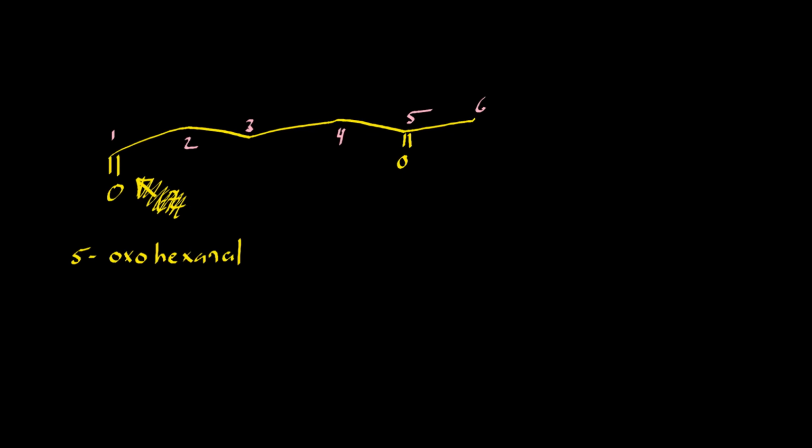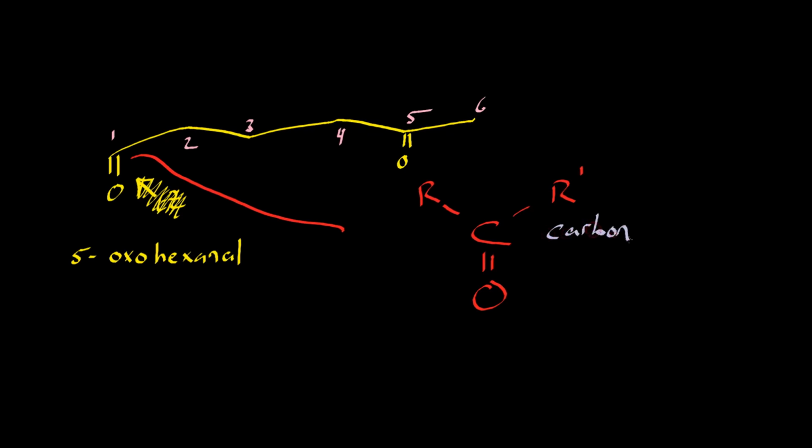Now, just to throw a bit more nomenclature at you. C double bonded to O, R, R prime. This is known as a carbonyl. So we call this the carbonyl carbon, and this is the carbonyl oxygen. That's something that shows up a heck of a lot in organic chemistry. It might show up some in biochem.